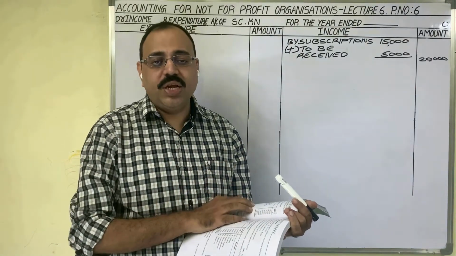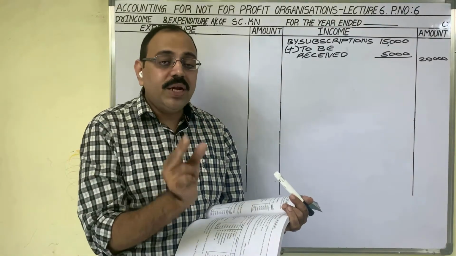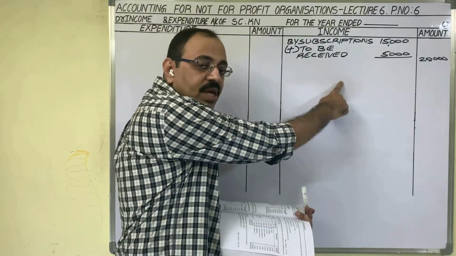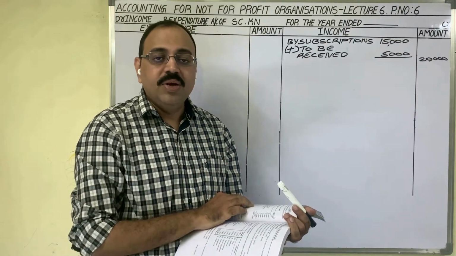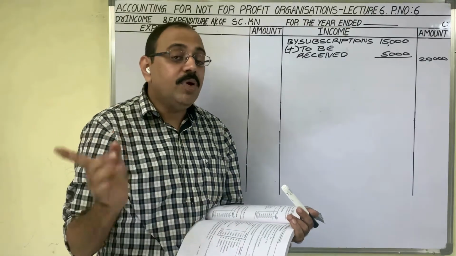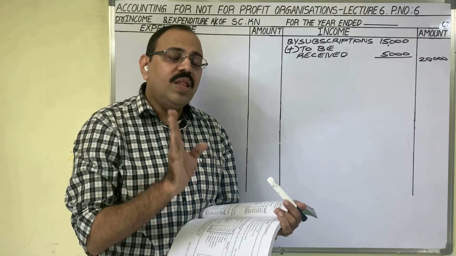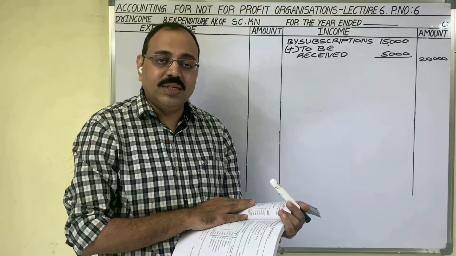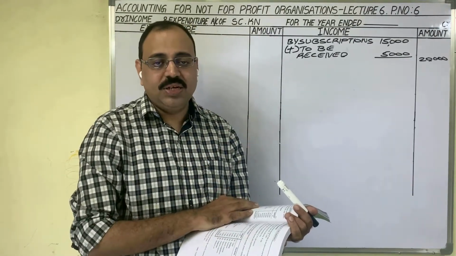In the case of general donation, the accounting treatment is: if the amount is small, we treat it as revenue income, meaning you show it here. If the amount is huge, we should treat it as capital income, meaning we need not show it in the income and expenditure account. It appears under the liability side of the balance sheet. Now the doubt is how to know whether an amount is small or huge. As a student you cannot decide this. It depends on the nature and size of the organization.